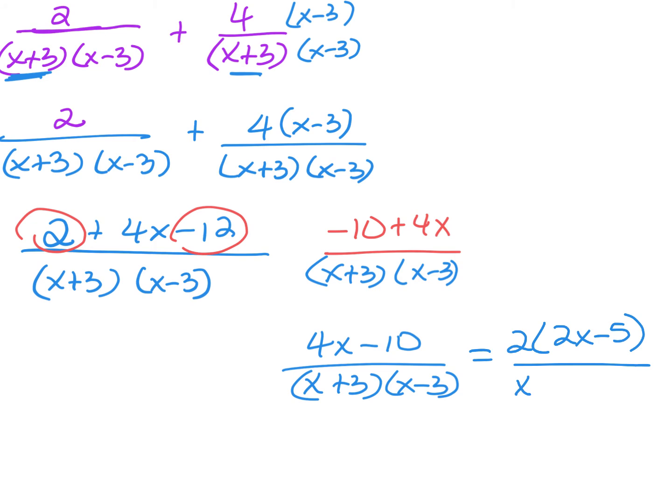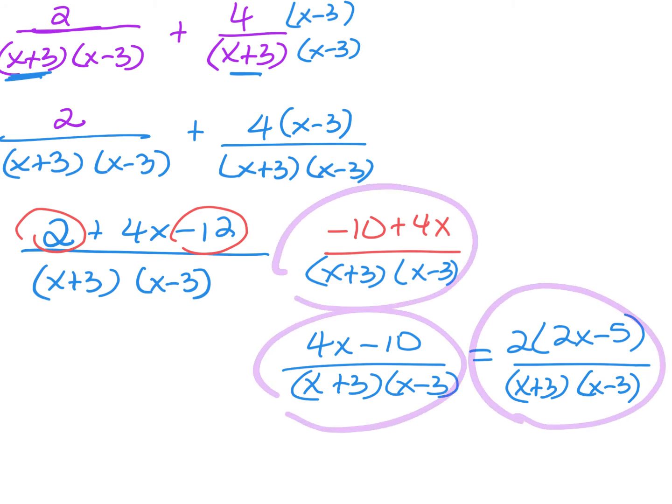But notice it doesn't do anything for me to cancel. So because nothing simplifies, you could have left it like this, this, or this. But again, always test it to see if something will cancel after you factor it. Let's try the last one.